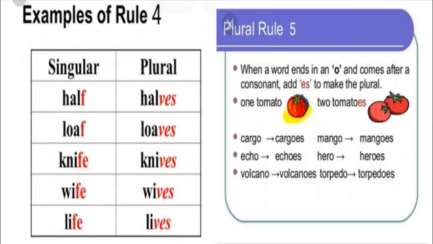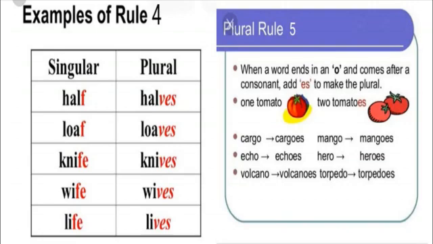Now rule number 4 and rule number 5. First let's go to rule number 4. To words that end with the letter F or FE, what we do is we drop the letter, or in other words, we erase the letter F or FE, and in its place we add VES. This is how we change from singular to plural.